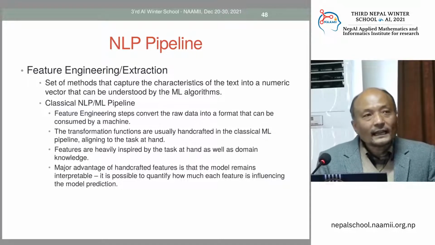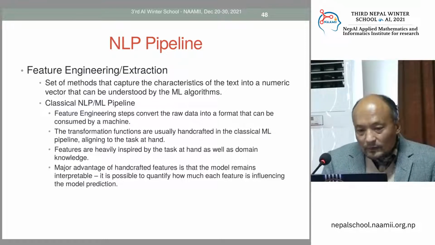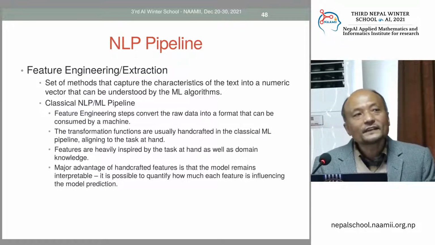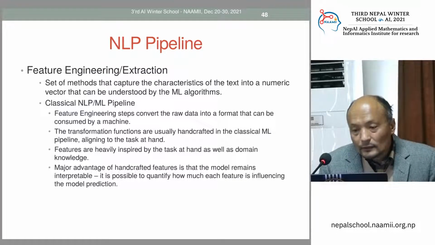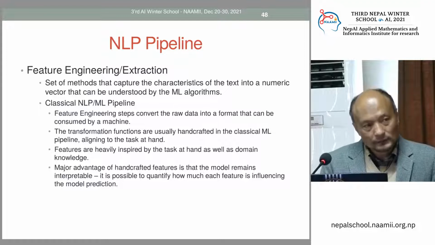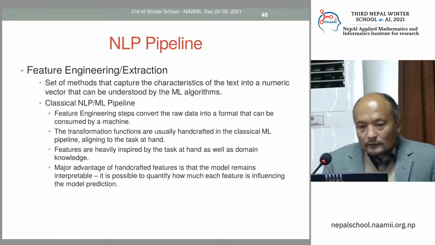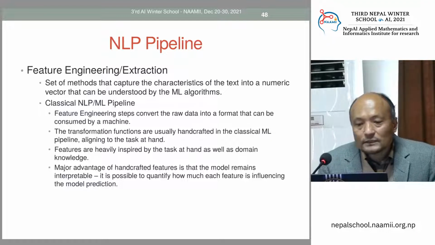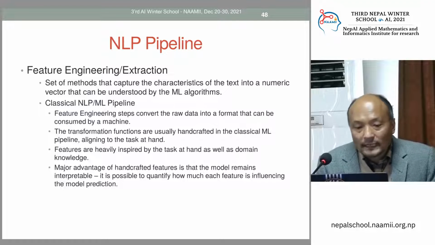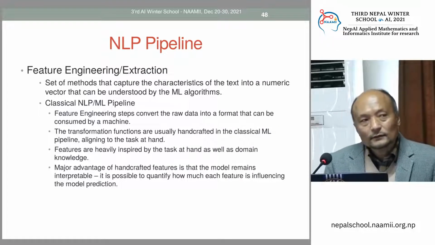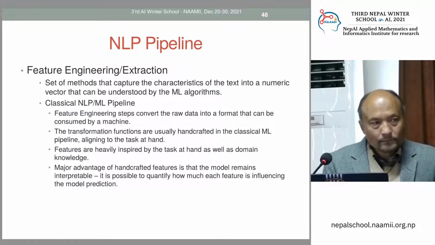So in the classical NLP or ML pipeline, feature engineering converts the raw data into a format that can be consumed by the machine. The transformation functions are usually handcrafted in the classical ML pipeline, aligning to the task at hand. Handcrafted means that we basically develop these features by hand, manually.